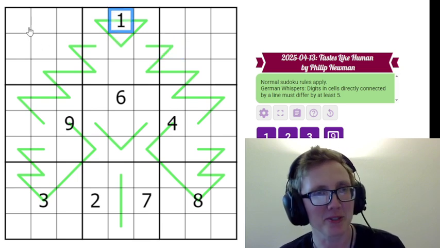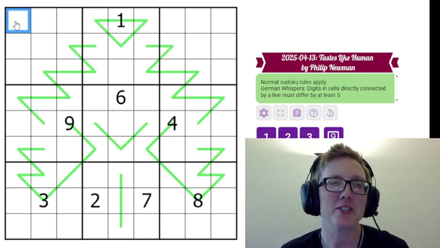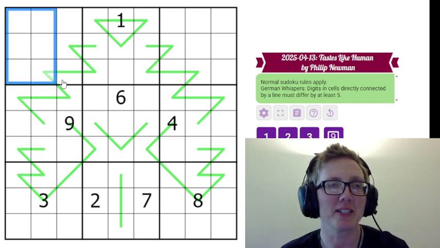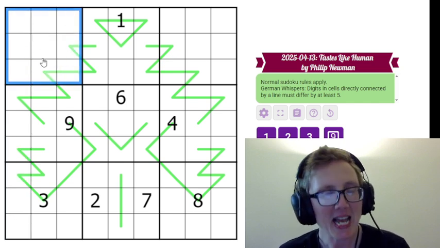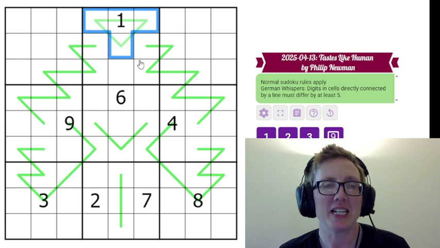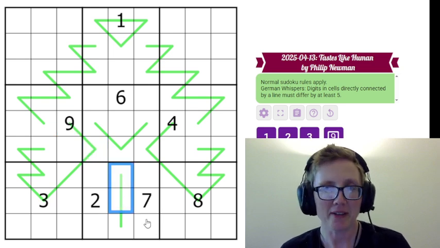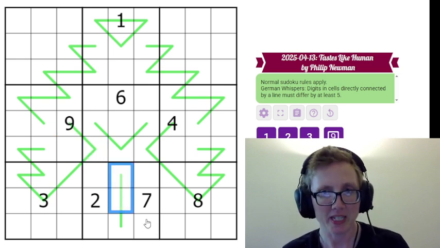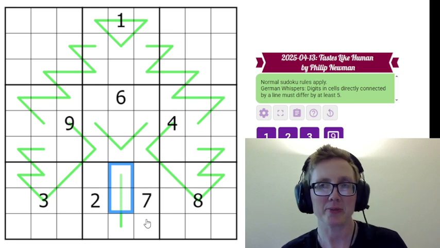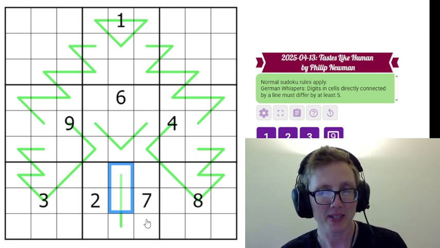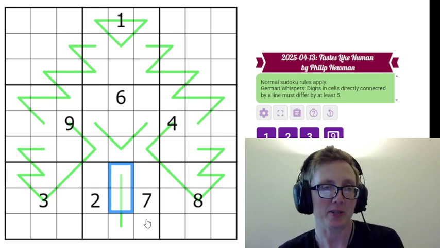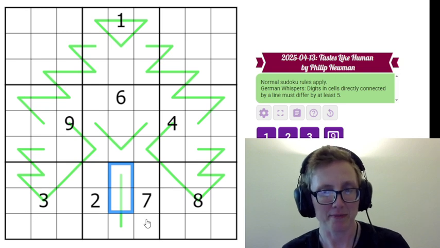So we have normal Sudoku rules. We're placing the digits 1 through 9 once each in each row, each column, and each outlined 3x3 region. And then we also have some German Whispers lines in the grid. And along each of these lines, digits that are directly connected to each other, like these two, or like these two, or like these two, have to have a difference of 5 or more. So we can't put 3 and 5 right next to each other because those only have a difference of 2. But we could put 3 and 9 next to each other because those have a difference of 6. So those are far enough apart.